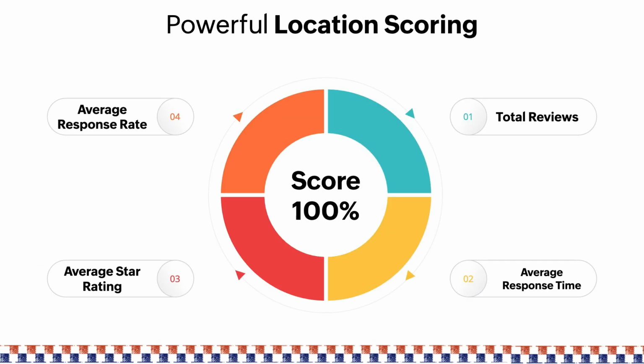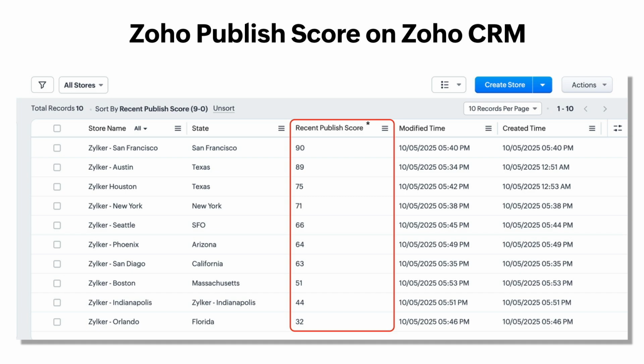Zoho Publish is introducing a powerful location scoring feature. Out of 100, we will give you a value based on metrics like total reviews, average response time, and a couple more things. With the help of this scoring algorithm, we provide you with a certain score. Once you sync this information, this is exactly how it looks. San Francisco, Zilker is doing an excellent job in managing the reviews. And Zilker, Orlando has to focus more on reviews. As a business owner, you can oversee that on the CRM module.